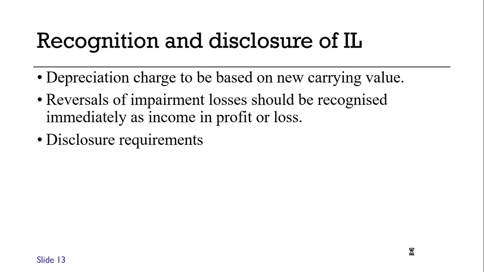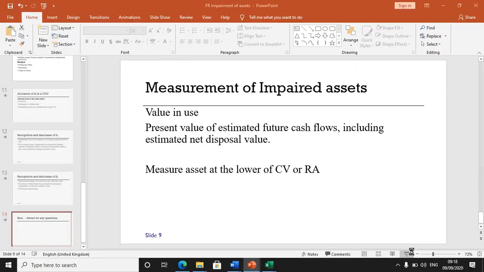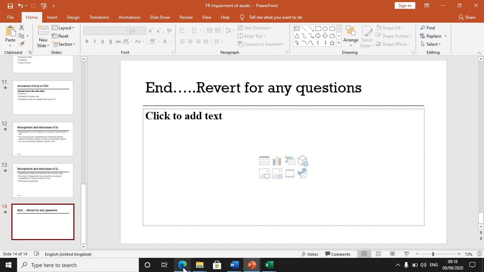Disclosure requirements. Of course, you can always read this in your own time. You have to disclose which assets have undergone impairment during the period, and what could have caused that. All those issues can be discussed. All right, so again, that was a brief. I'd like now to turn to some questions and see if we can attempt those.